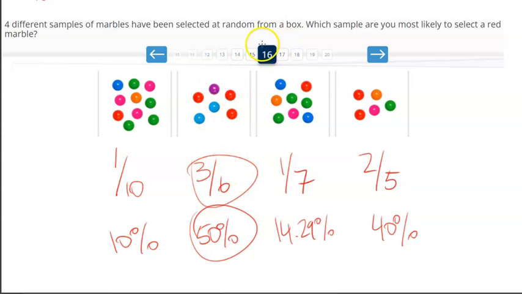So to tackle question 16 onwards, you will just need to convert the fractions of whatever sample you're looking for, or whatever the actual thing is that you're looking for. In this case, it's a red marble. Convert these fractions into a percentage by multiplying by 100, and then see which one is the highest or the lowest, depending on what type of question it is.